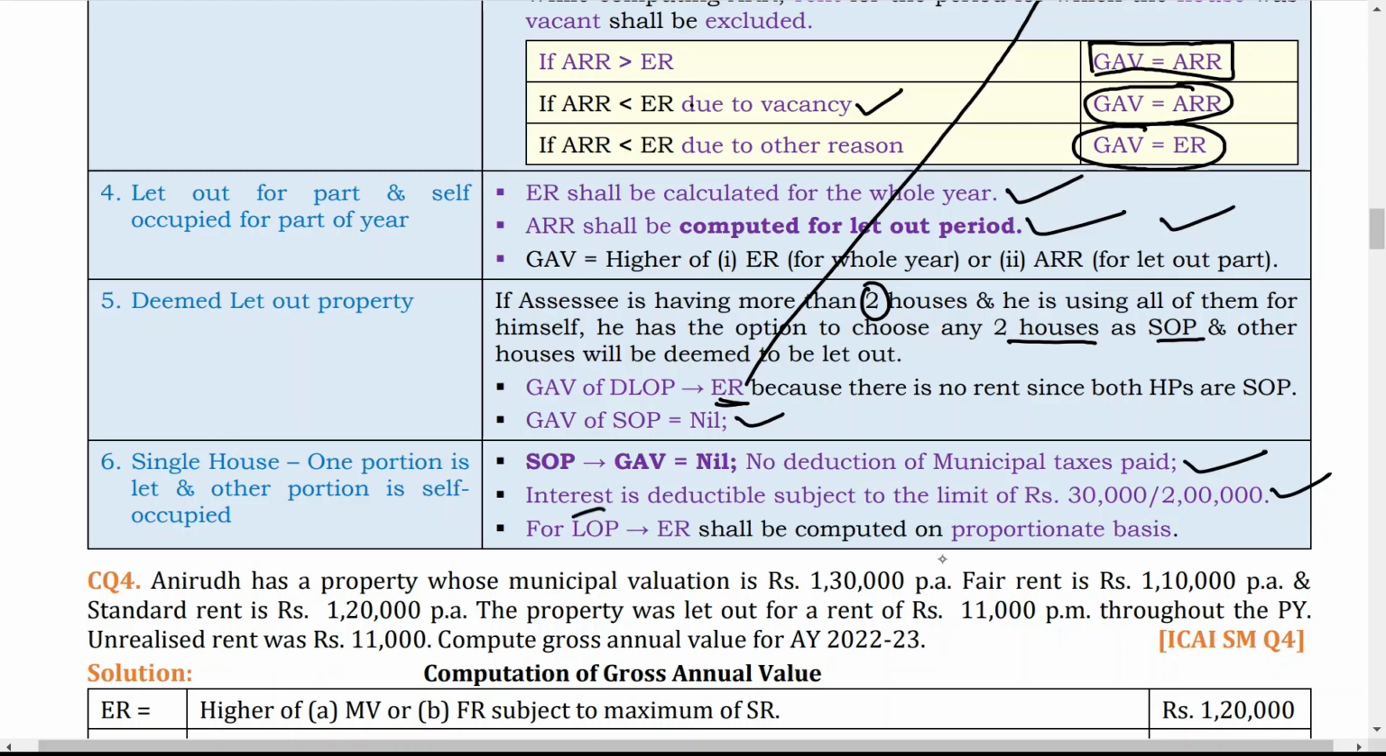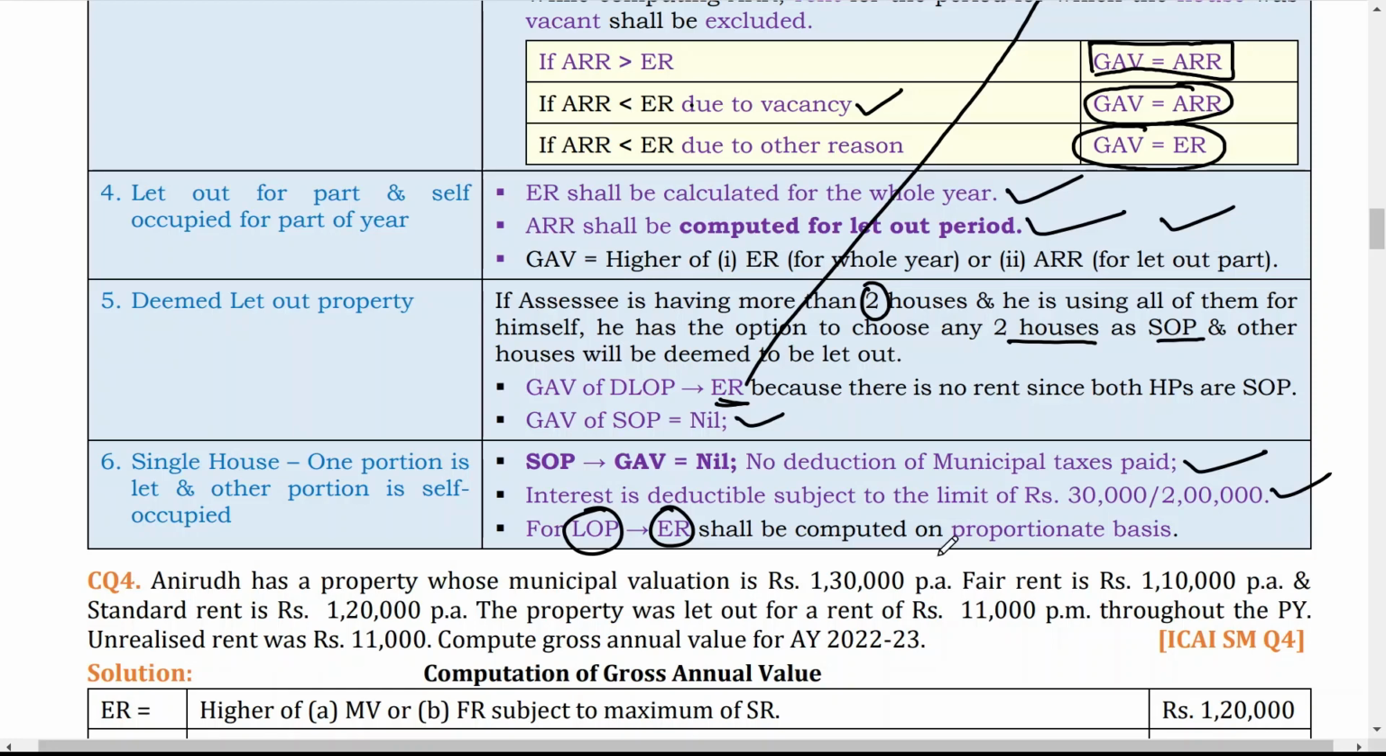For LOP, let out property, ER will become your answer and shall be computed on a proportionate basis. Meaning if the house is divided 50-50%, between a first unit and another unit, then you have to calculate ER on the basis of 50%. You don't have to calculate on 100%. Let us say MV is 1 lakh. So 50% of 1 lakh is 50,000. So your answer of MV is 50,000 because your house is divided into 50-50 portions.